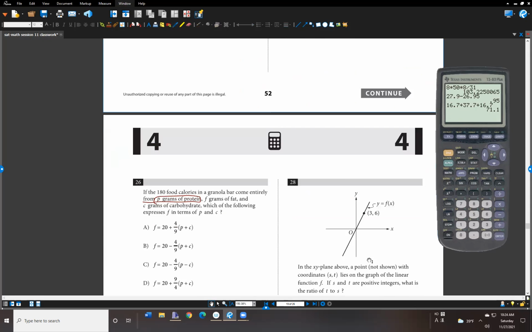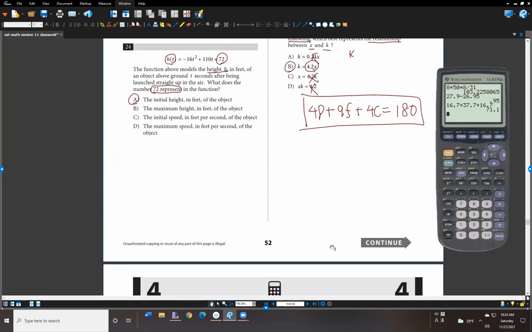Now we're going to express F. F is over here, only one F up there. So 180, we take these two, minus 4P, minus 4C, and divide by 9. That is F. Which one is the equivalent?